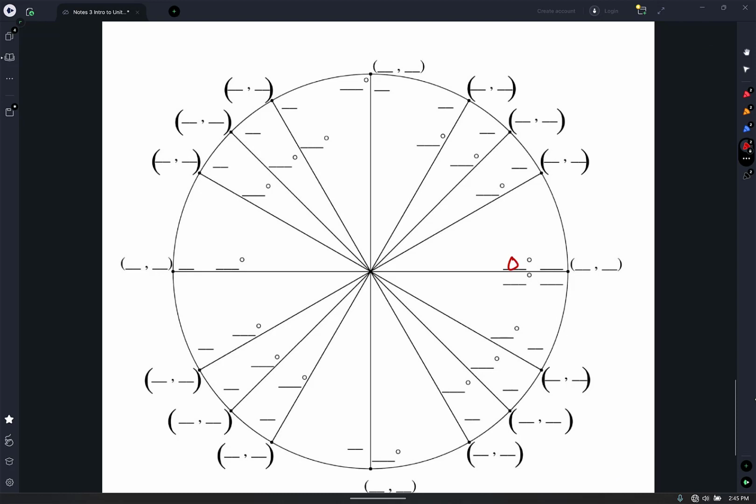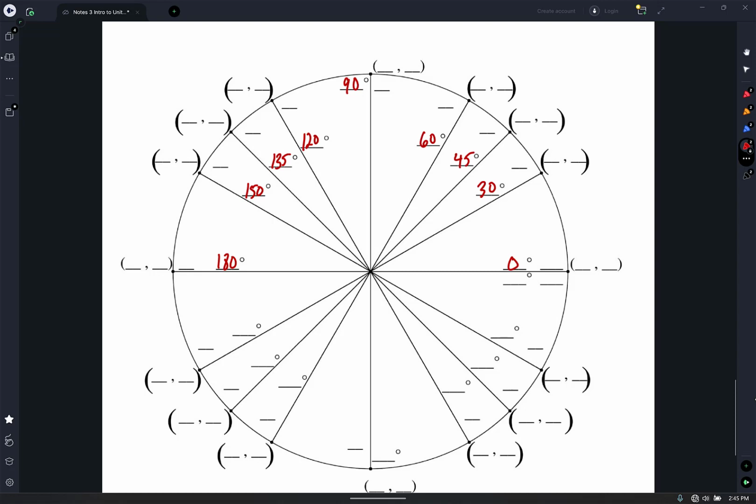0 degrees, 30 degrees, 45 degrees, 60 degrees, 90 degrees. And you just continue with that pattern. So what's the next one? 120. What's the next one? 135. What's the next one? 150. What's the next one on the way? 180.